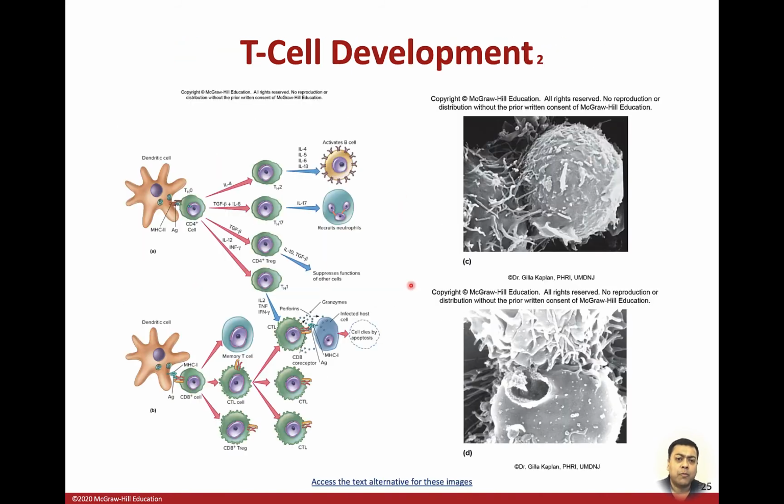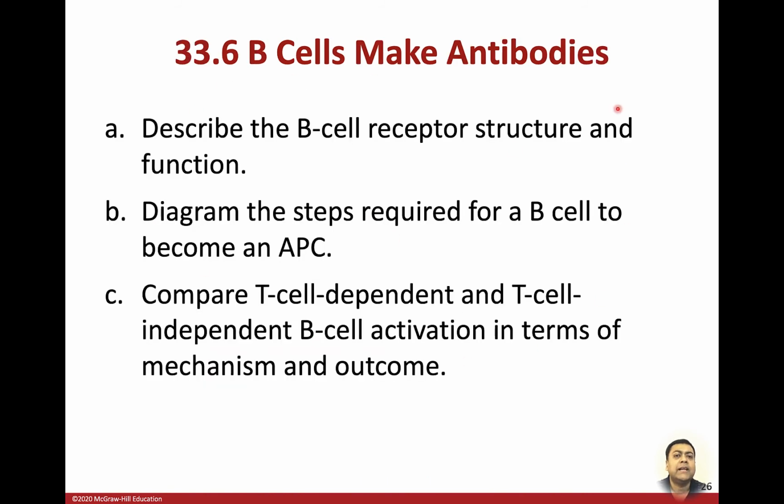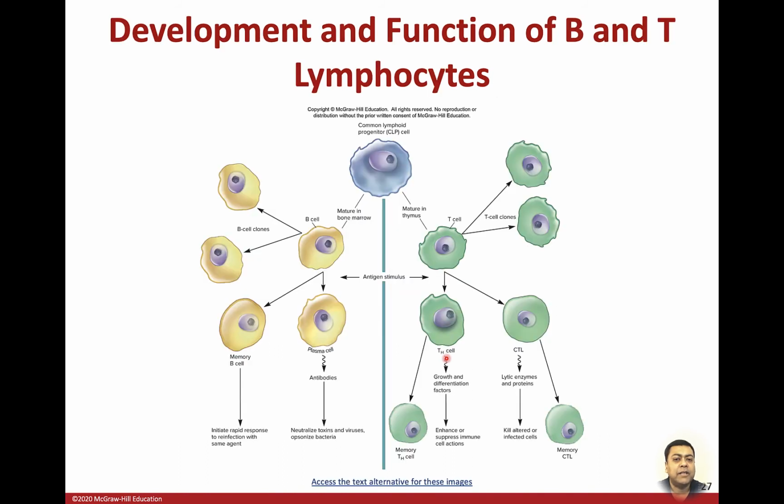The next part, what we are going to see, that you have seen that the presentation of the antigen activates the B cell to produce the antibody. We are going to see how the B cell makes antibodies. Describe the B cell receptor structures, function, what they are going to do, and the steps required for a B cell to become an antigen presenting cell, and compare the T cell dependent and T cell independent activation as well.